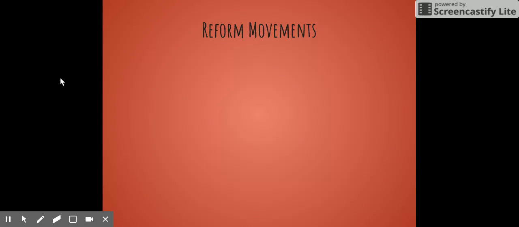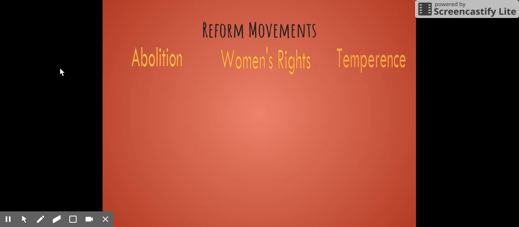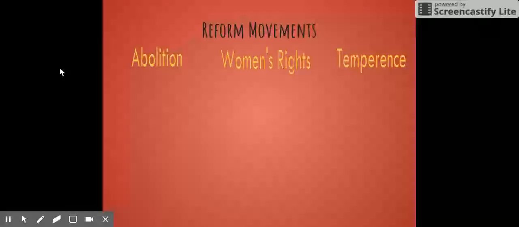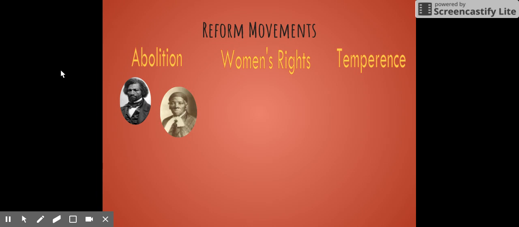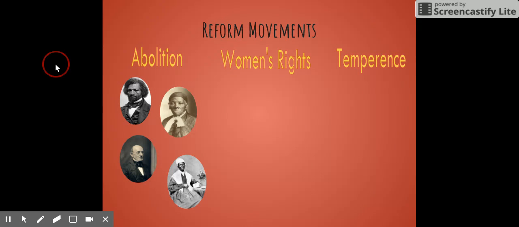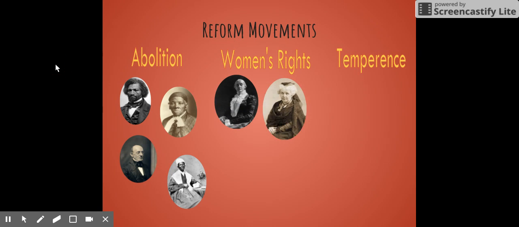As the nation is developing problems around slavery, and also as the nation is industrializing thanks to the market revolution, a couple big reform movements, and I'd mention one other as well, but there's the abolition movement, women's rights, and then the temperance movement. So the abolitionist movement is to abolish slavery, get rid of slavery. So I'd be familiar with some of the key leaders of that movement, like Frederick Douglass, Harriet Tubman, William Lloyd Garrison, Sojourner Truth. Same thing with the women's rights movement. Be familiar with Susan B. Anthony and Elizabeth Cady Stanton.